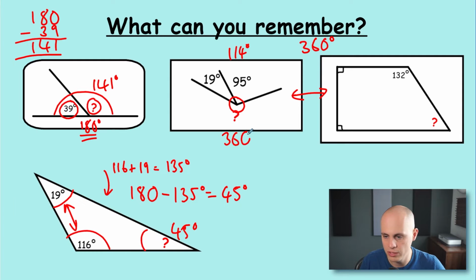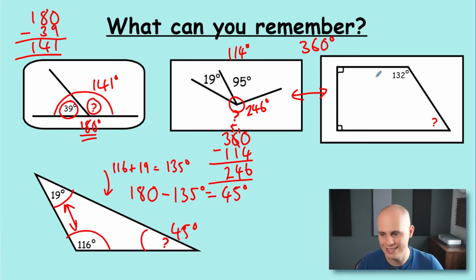So if I was to do 360 subtract 114, let's see what answer I would get. Let's do some exchanging. 10 take away 4 is 6, 5 take away 1 is 4, and 3 take away 1 is 2. That means my missing angle here is a reflex angle because it's bigger than 180, and it measures 246 degrees. Awesome. Exactly the same logic now over here.